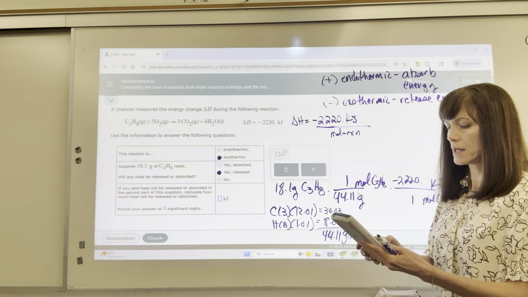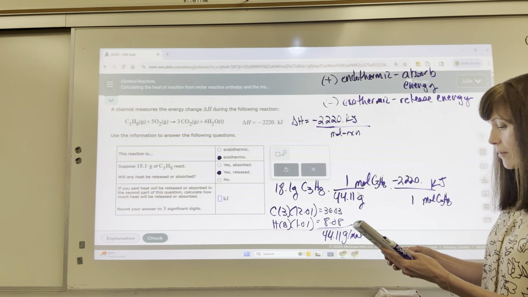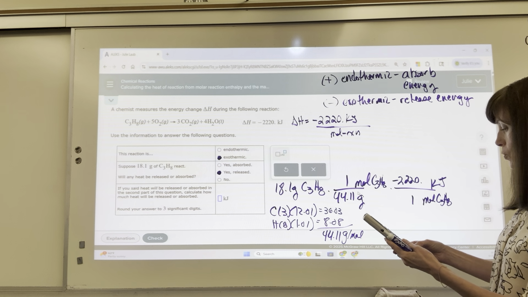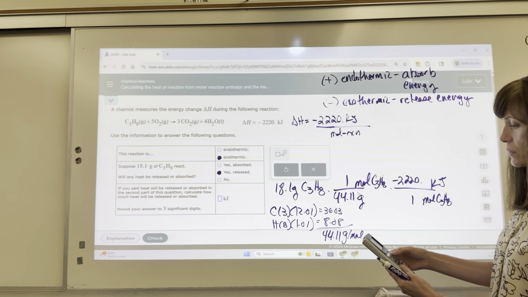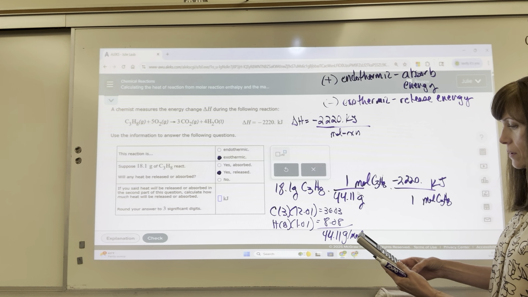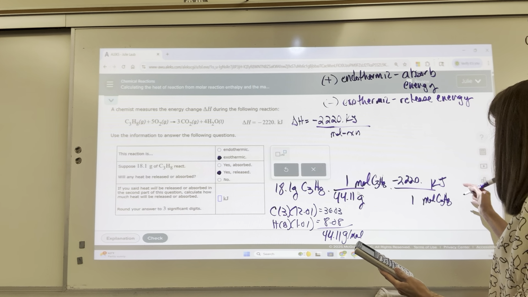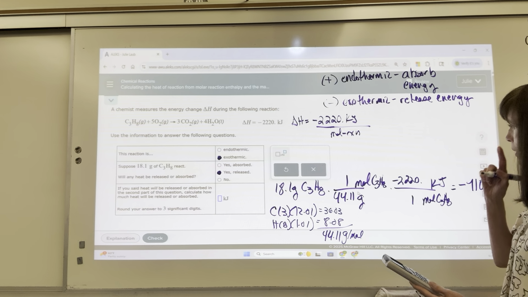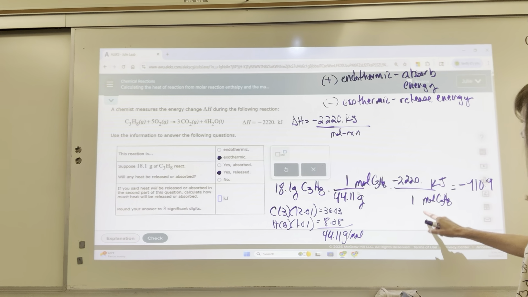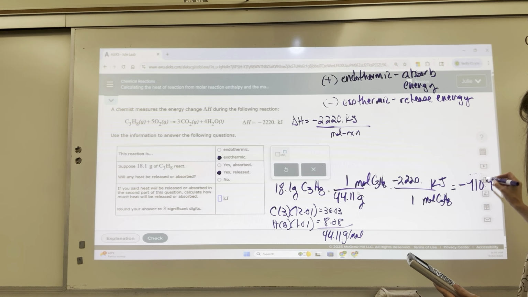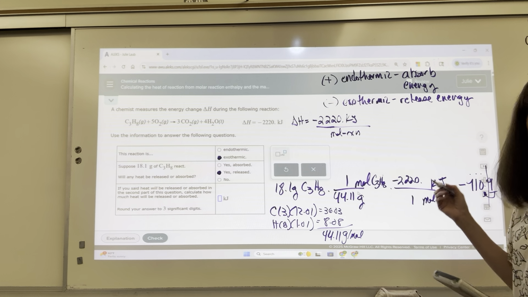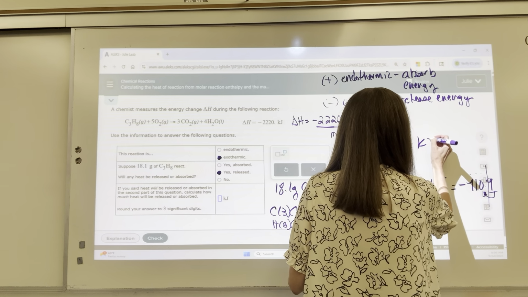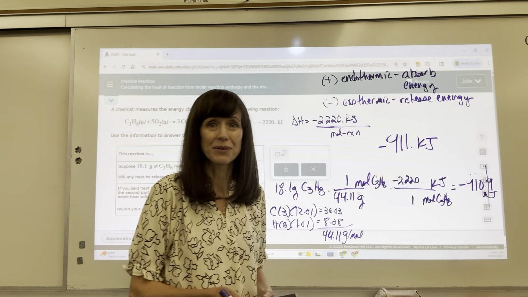So we will have the 18.1 grams divided by 44.11 grams times the negative 2,220 kilojoules. And we end up with negative 910.9. I'm going to pause. We started with 3 sig figs. We have 4 sig figs here. That means I'll have 3 sig figs, 1, 2, 3. Look at the bossy number. It says round up. So my final answer, 911 kilojoules will be released. And I'm going to put my negative right there.